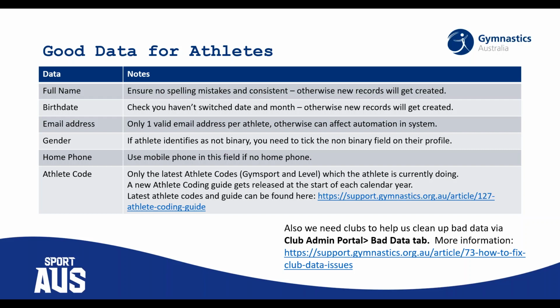Another part of getting data right is an email address. We can only accept in the email address field one valid email address per athlete. Otherwise, it can affect the automation in our system. If we have automated emails that come out in the future, it means that they won't be able to access those emails or possibly log into an app. So clubs, we need you to put only one email address in there.